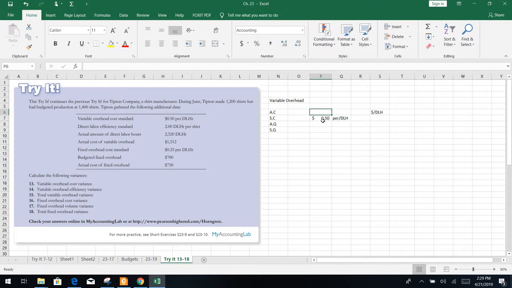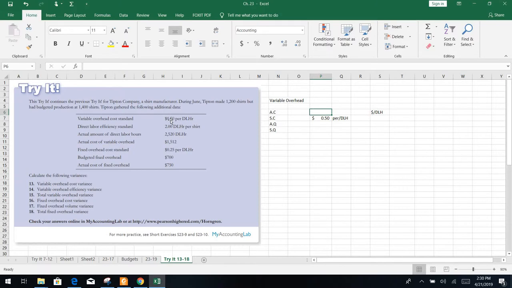The great thing is they already gave us a bunch of big hints. We know they took a dollar amount, they divided by a direct labor hour amount, and we know it's going to have to be close to 50 cents. So let's go ahead and look through the values and see if we can find a dollar amount.